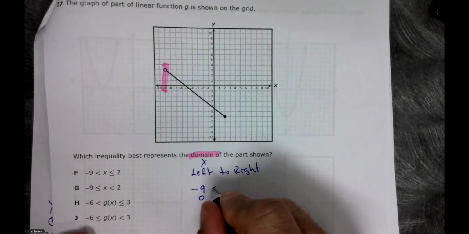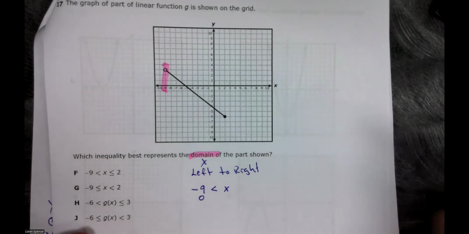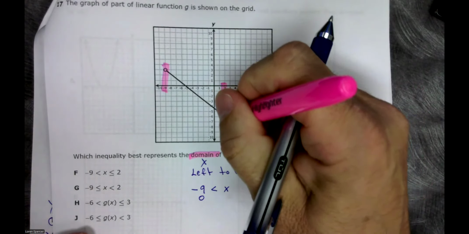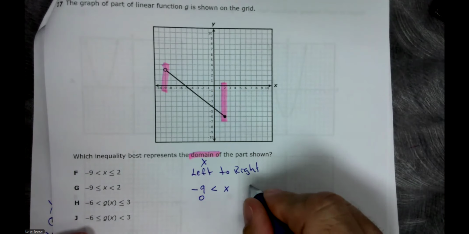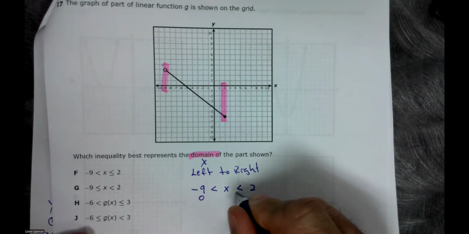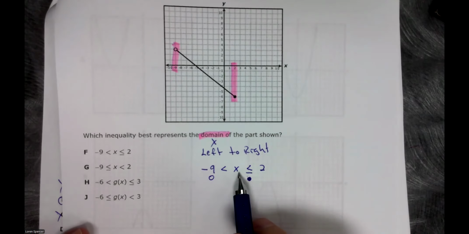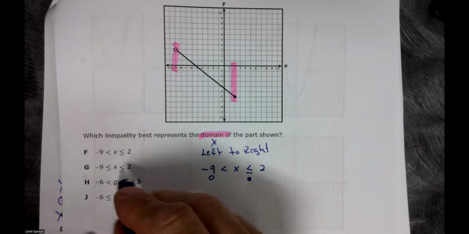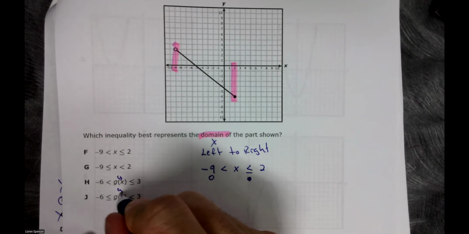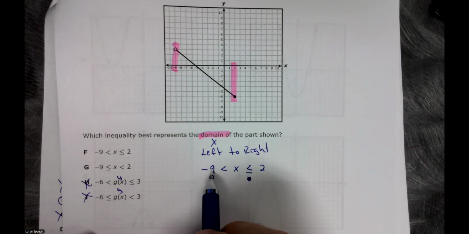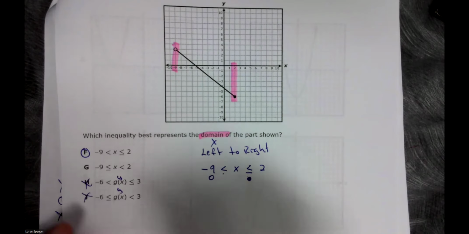And this is a hollow, which means this is a less than x. And then I have to draw to the x-axis again, furthest to the right, which is 2. And it's a solid, and solids have the line underneath. So -9 less than x less than or equal to 2. Well, first off, we can get rid of these because these actually mean y. So those are the y's, so those are wrong. So now we're looking at this. Well, the hollow is the one without the line, so our best answer choice to 17 is F.